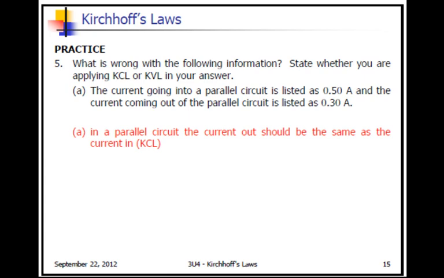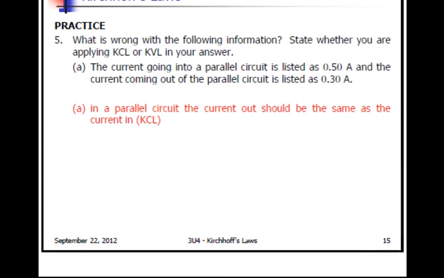What is wrong with the following information, and state whether you're applying KCL or KVL. The current going into a parallel circuit is listed as 0.5 amps, and the current coming out of the parallel circuit is 0.3 amps. Well, for a parallel circuit, the current out has to be the same as the current in, because that's how it's defined basically. The current going into a junction is equal to the current leaving the junction.